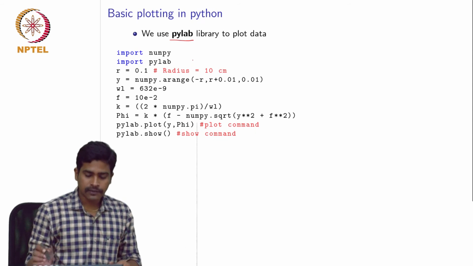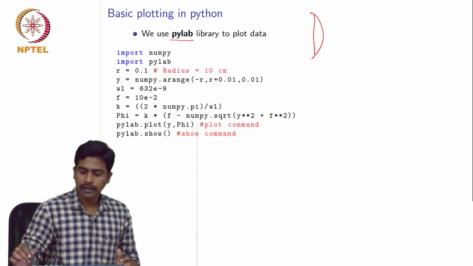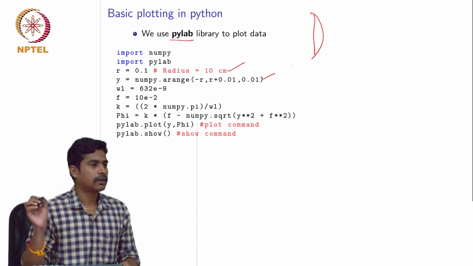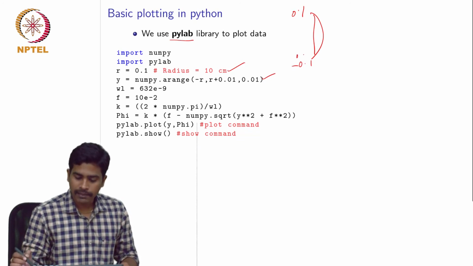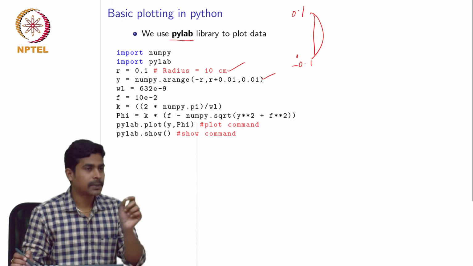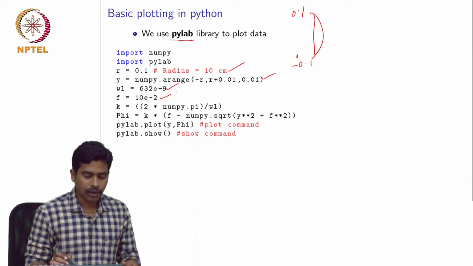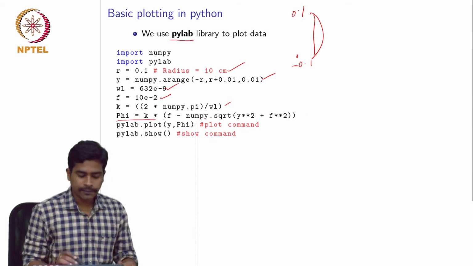In this example, what I'm going to plot is the phase function of a lens that we have seen before. The radius of the lens is 10 centimeters, and this 10 centimeter radius I am sampling with a spacing of 0.001. Okay, and the wavelength is 633 nanometers, and the focal length is 1 micrometer, and k again is the wave vector, 2 pi by lambda.